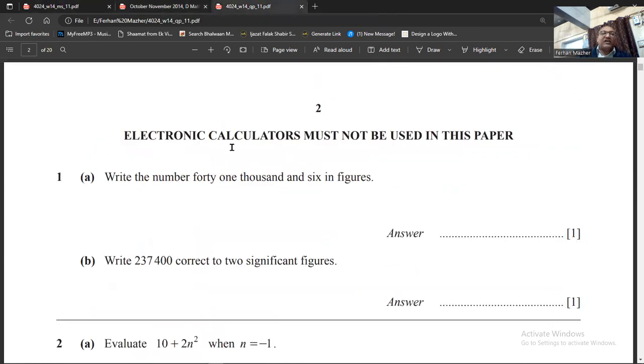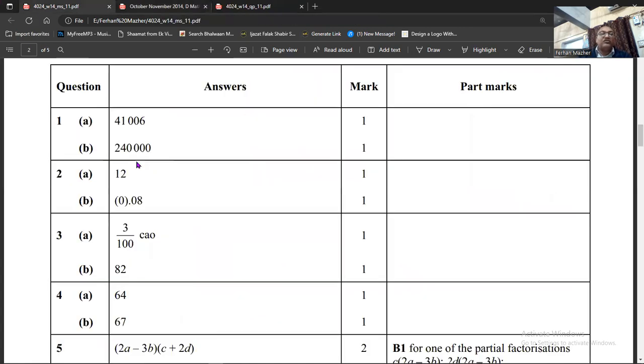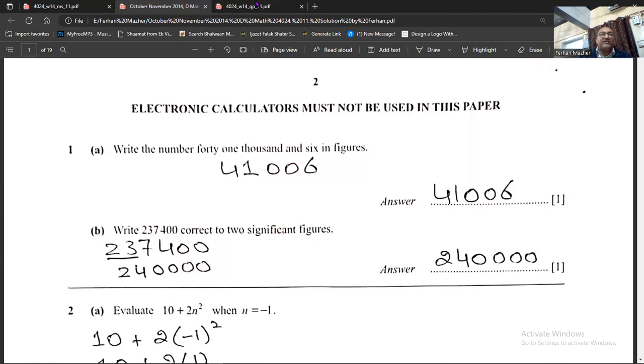Okay, the B part, question number 1, B part. Write 237,400. Correct to two significant figures. So these are the first two significant figures. We want the answer in two significant figures. So right after the 3, we have 7. So it will be rounded off and this will become 4. And the rest of the things will become 0. So we will have 240,000. 240,000 is the answer.